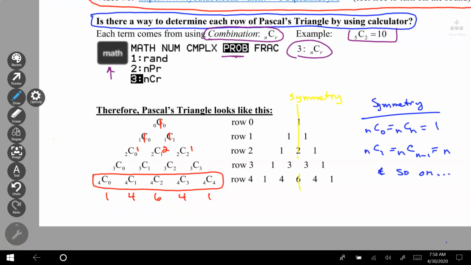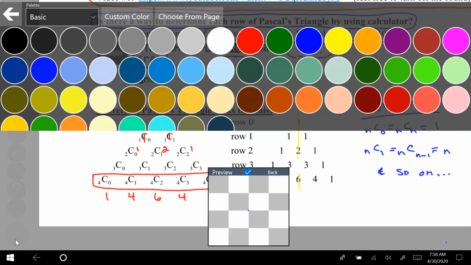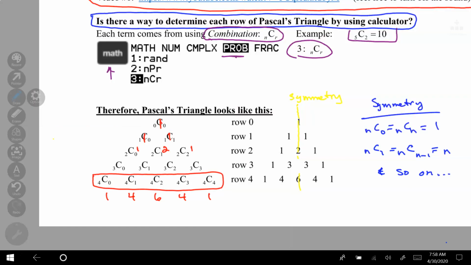I will say this about Pascal's triangle. I do notice the symmetry again. And the whole idea is that the first term and the last term are 1 because I start off with NC0 and I end with NCN, and they both equal 1. And the second term is NC1, and the last term is NCN minus 1, and that's always the row number n, and so on and so forth.